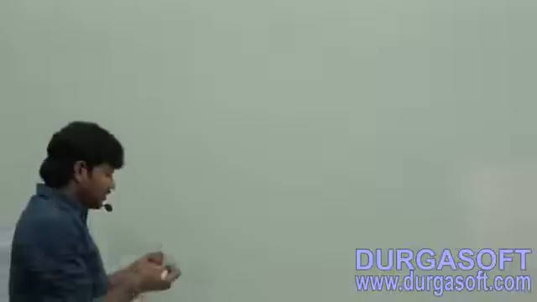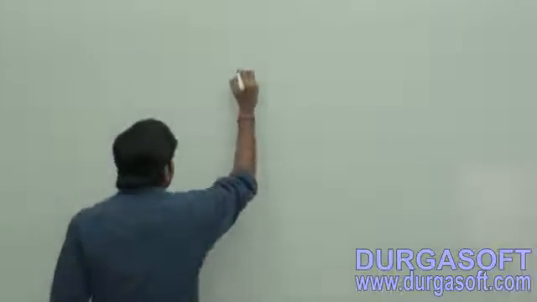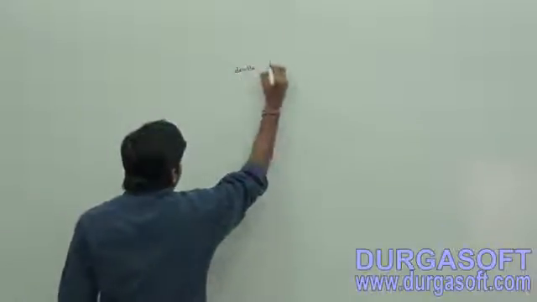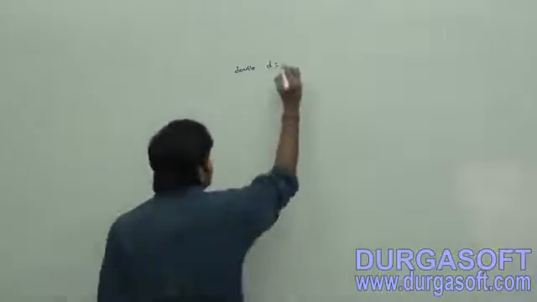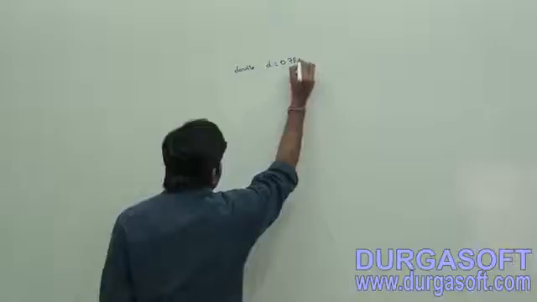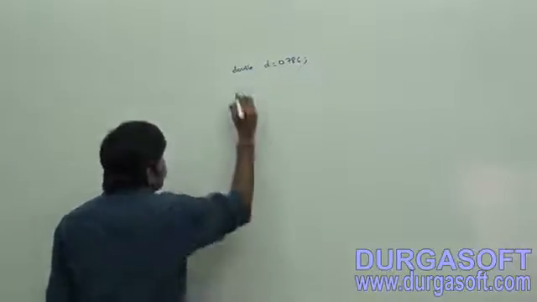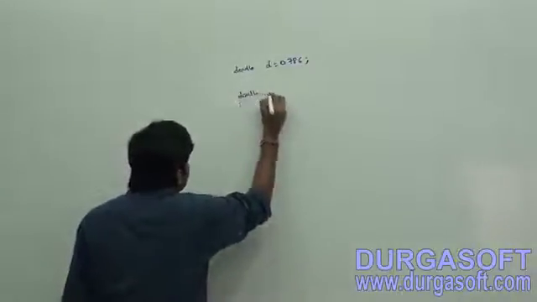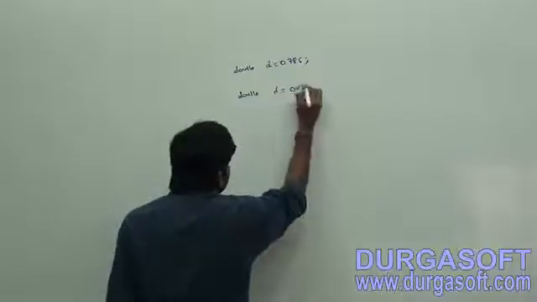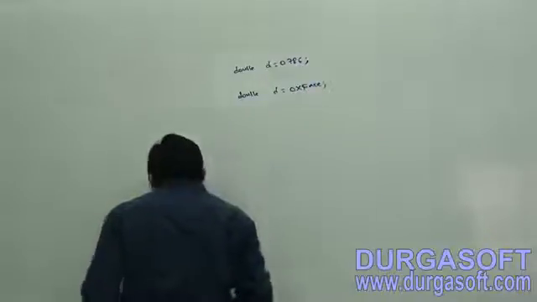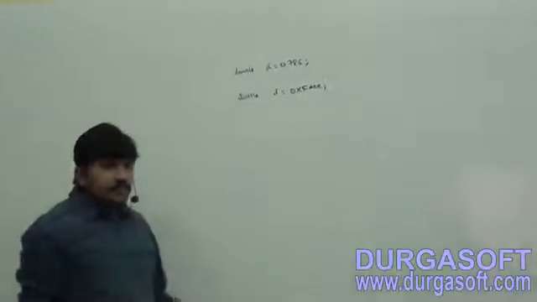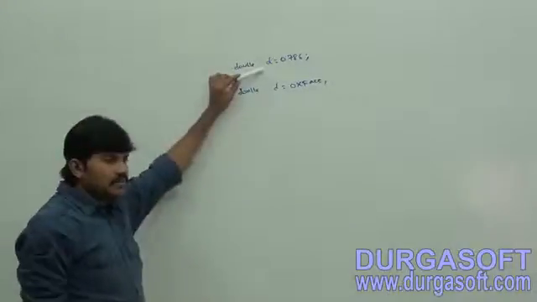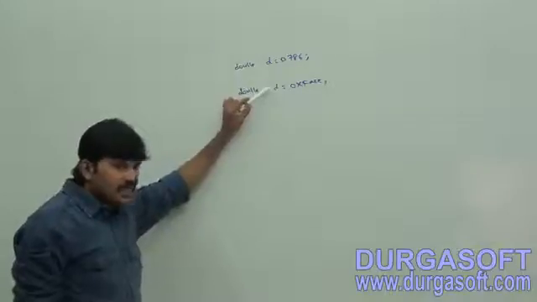Sir, again observe, very very important here. Sir, I am taking double D is equal to 0786, double D is equal to 0xFACE. Sir, first one valid or invalid? First one valid. Second one valid or invalid?